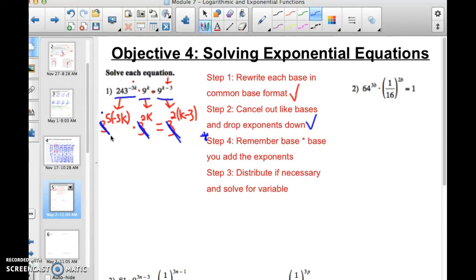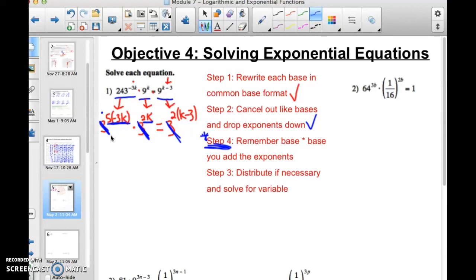And I did these numbers out of order. Step 3, it should say. Step 2 says to drop down the exponents, but before I do that, I need to talk about step 3, not step 4. This step right here. Remember, this is technically that base of 3 that I just canceled out is being multiplied with that base of 3 there. Whenever you multiply bases, base times base, you add the exponents, all right?